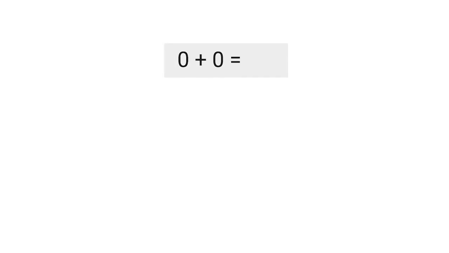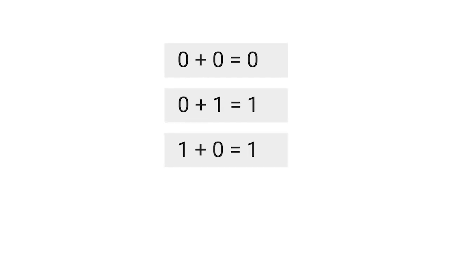0 plus 0 equals 0, just like in decimal. 0 plus 1 equals 1, and 1 plus 0 equals 1. Should also look familiar. 1 plus 1 equals 1, 0. Looks a little different, but should still make sense. You carry a digit to the next column once you reach 10 in doing decimal addition. You carry a digit to the next column once you reach 2 when doing binary addition.